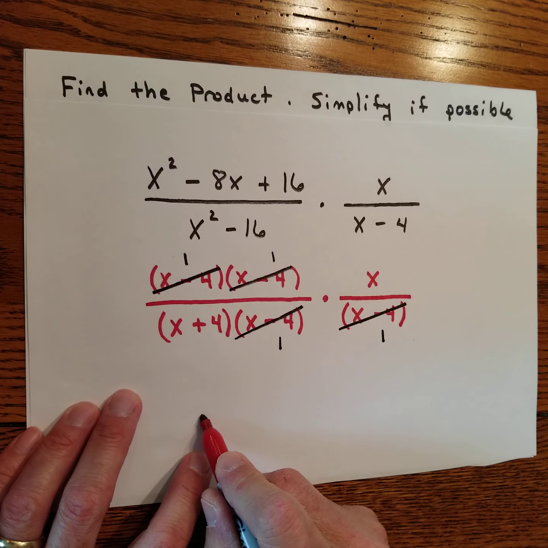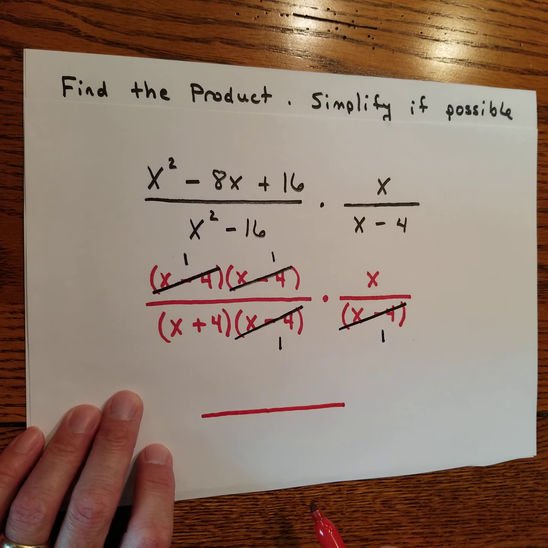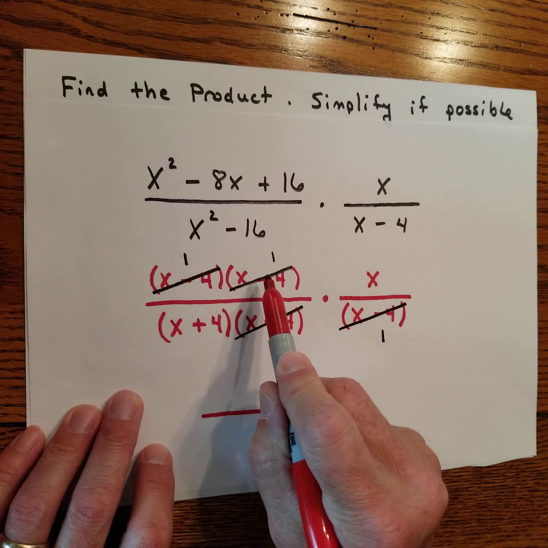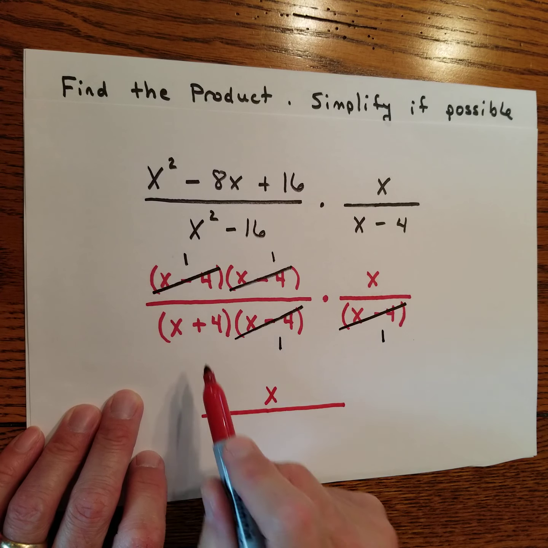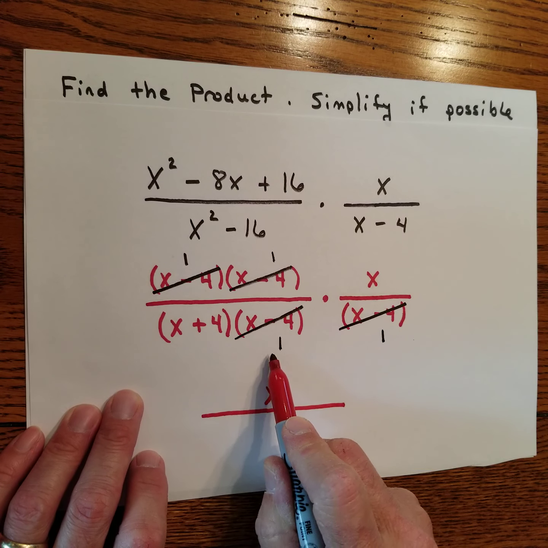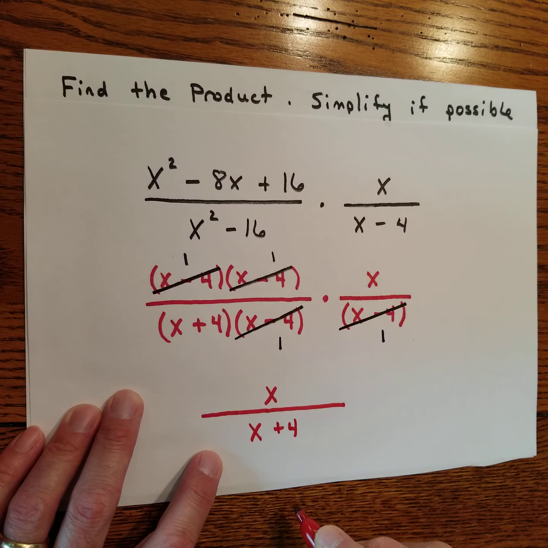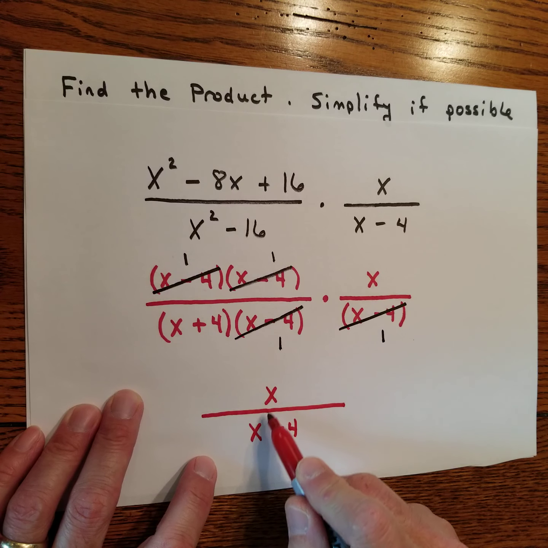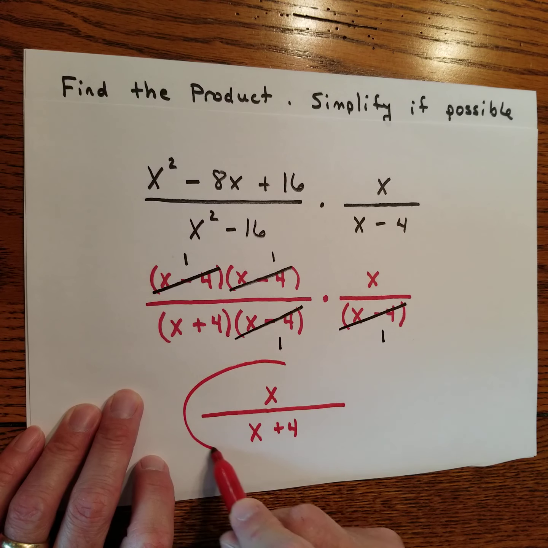Now for my final answer, we'll multiply tops and multiply bottoms. In the top, I have 1 times x. In the bottom, I have x plus 4 times 1 times 1. I'm not allowed to reduce these x's because this x is part of a sum. That's my final answer.